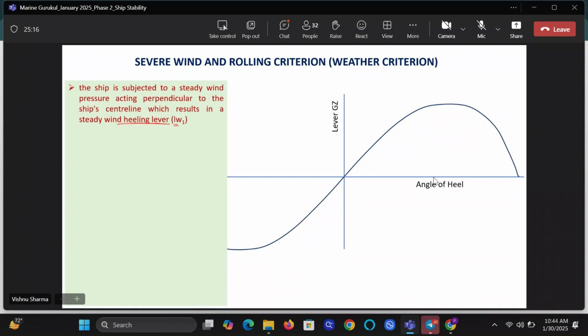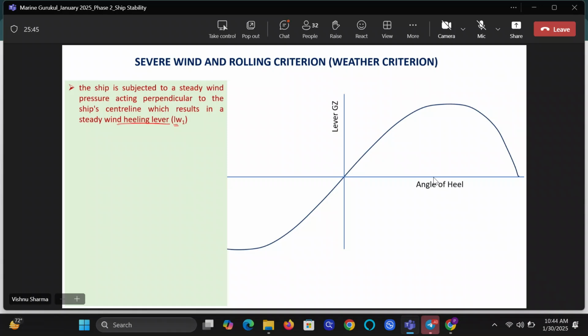Guys, a question like this we had done in question number 87 of GZ curves, if you remember, where the vessel was experiencing a steady upsetting moment of 4,500 ton meter. Does anybody remember that? In GZ curves, question number 87, the vessel was experiencing 4,500 ton meter of steady wind heeling moment, and the heel was to be found.